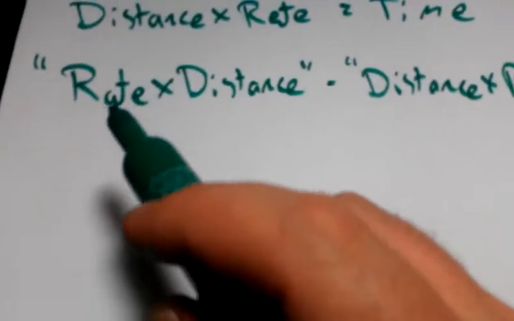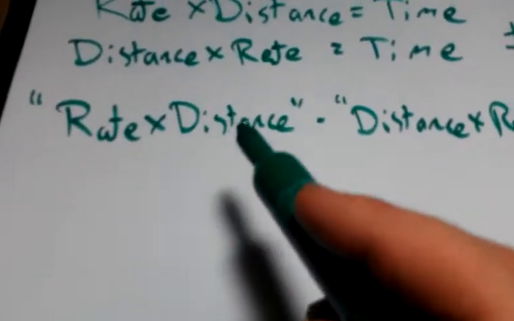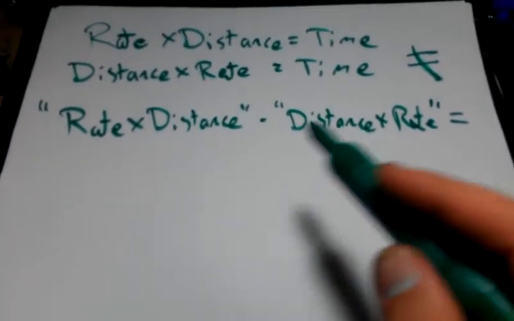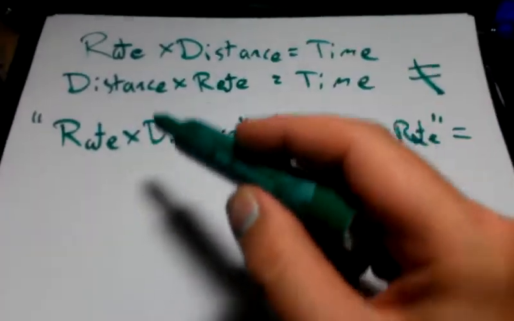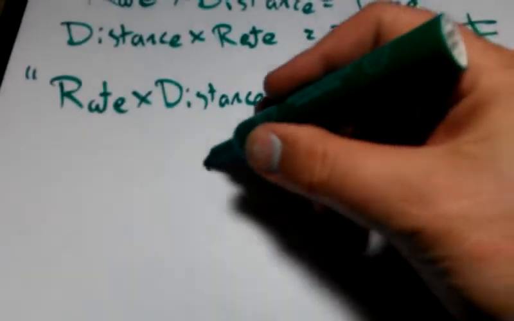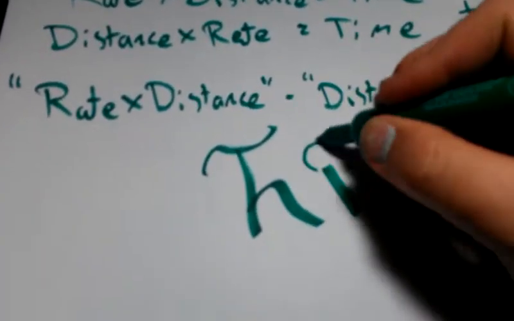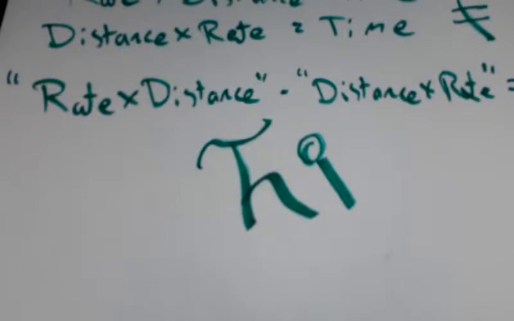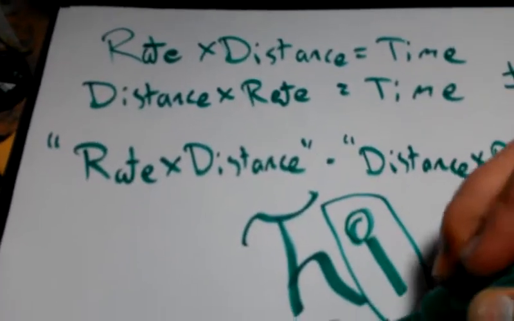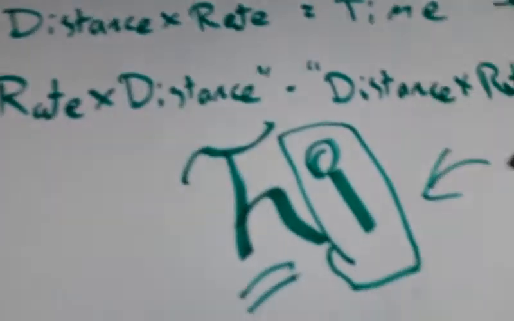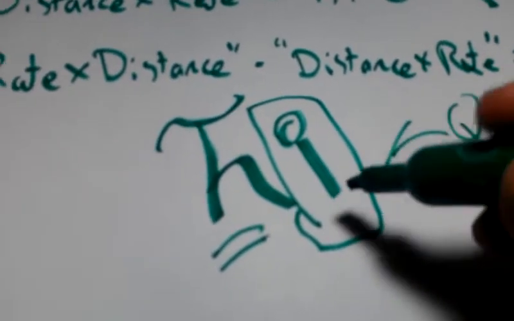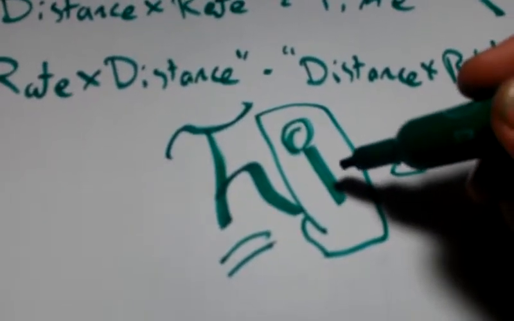And so the difference between them, rate times distance minus distance times rate, the difference between these two times, is basically a scalar multiple of i. So some constant number multiplied by i. And this is why all of quantum physics happens in the complex plane.